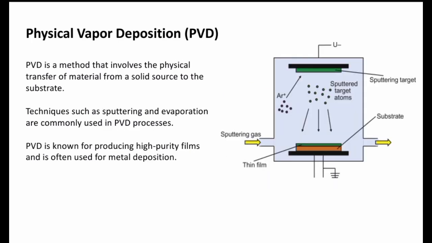Physical vapor deposition, PVD. It is a method that involves a physical transfer of a material from a solid source to a substrate. Techniques such as sputtering and evaporation are commonly used in a PVD process. PVD is known for producing high purity films and is often used for metal deposition.